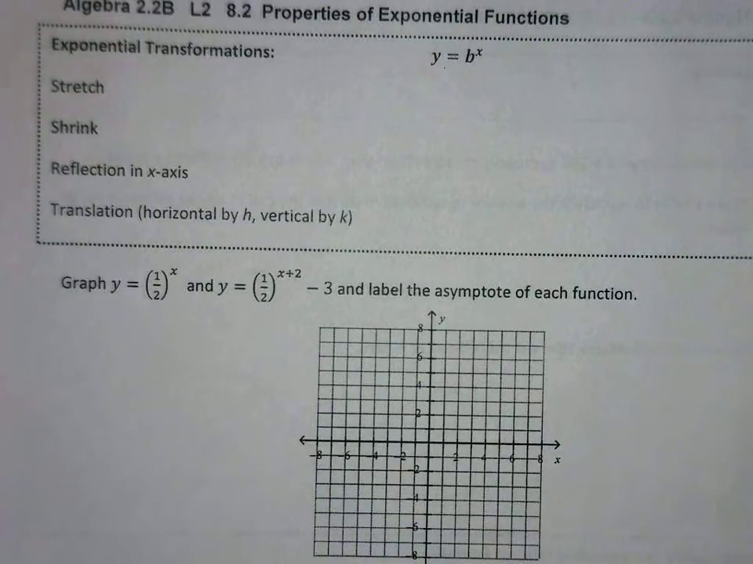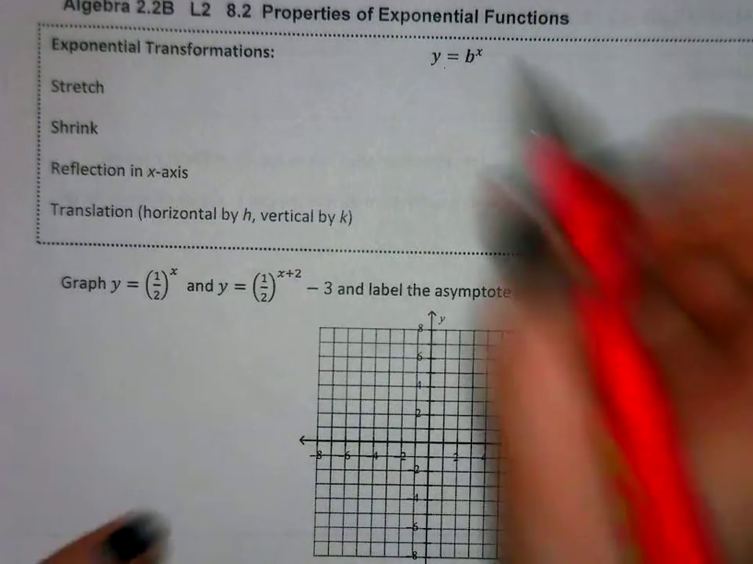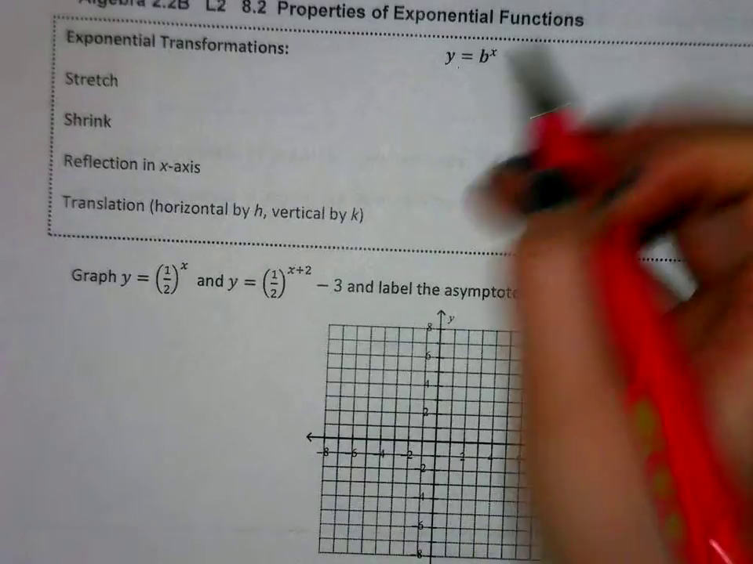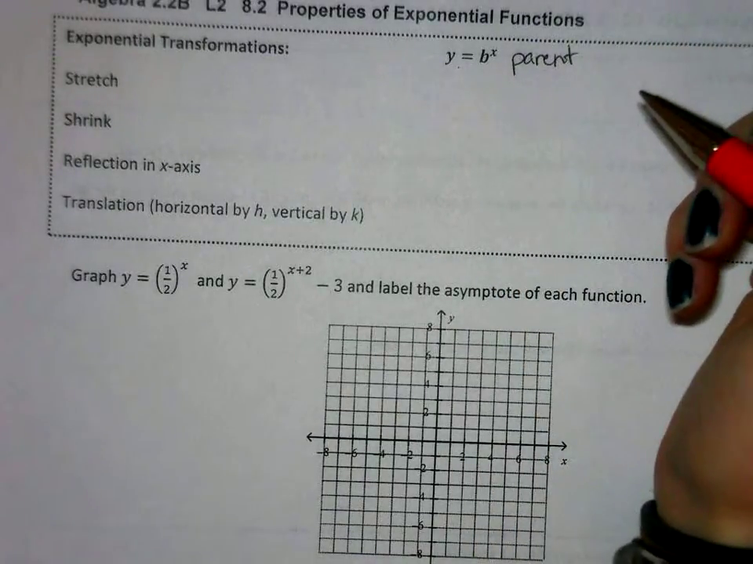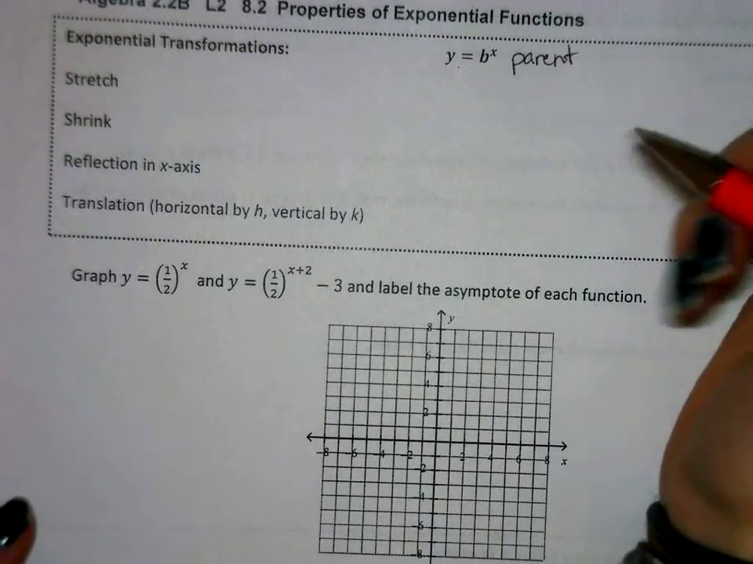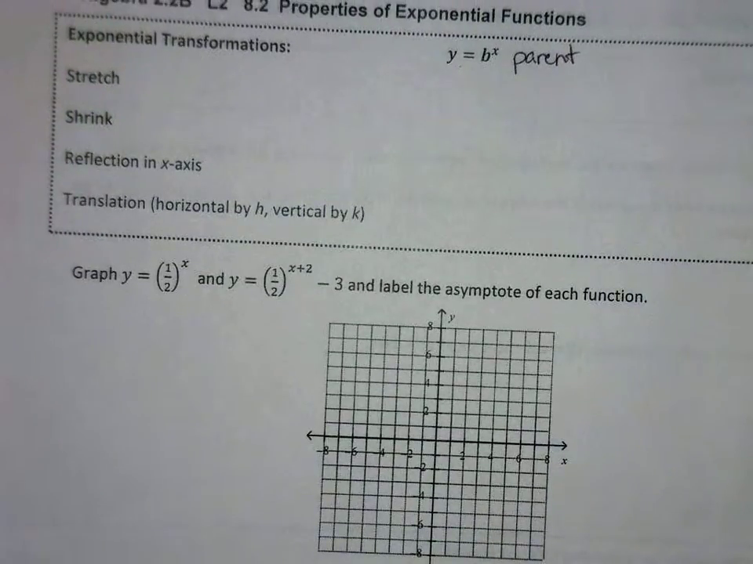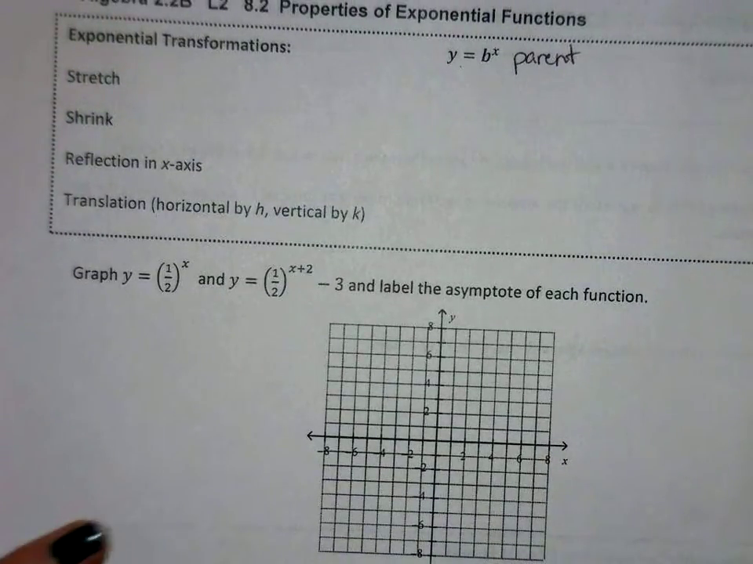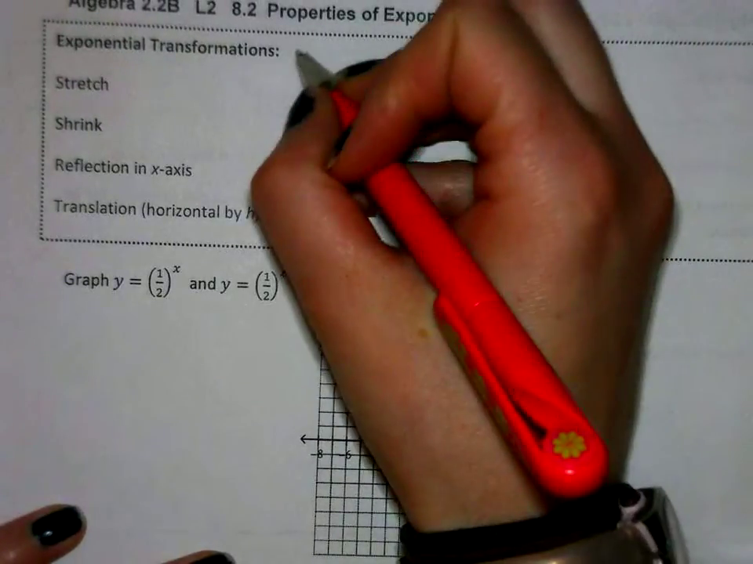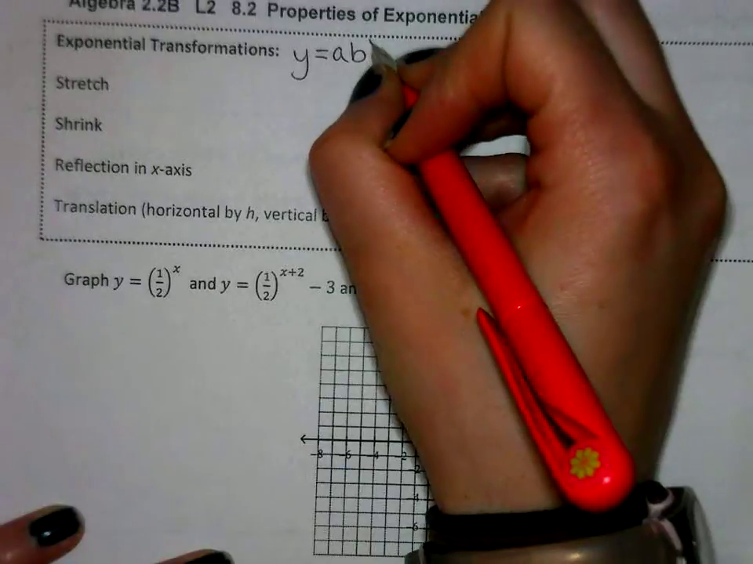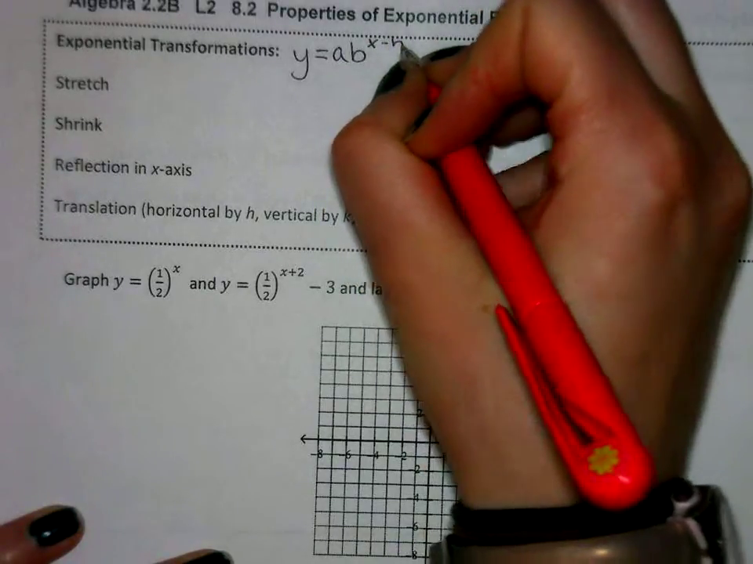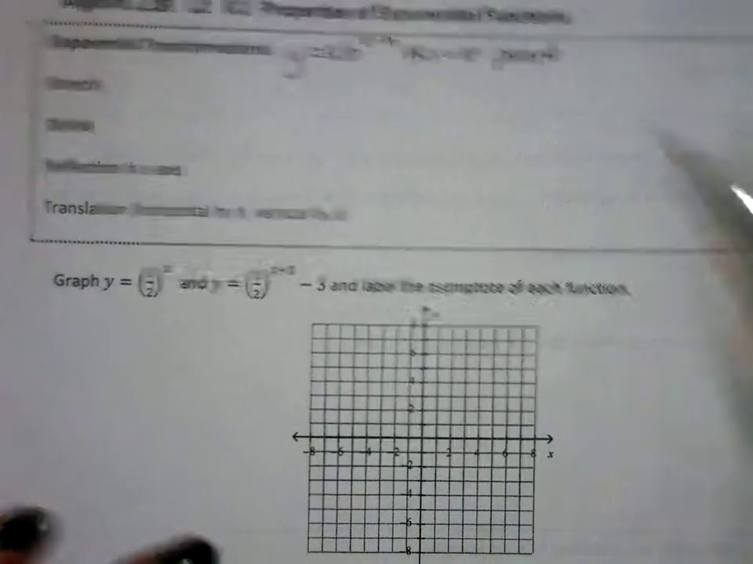Today we are going to be looking at the properties of exponential functions. Here we started with y equals b to the x. This is our parent function, so where our exponentials start, where they begin, and then they can change from there. They can move left or right, up and down. They have different transformations. So when we're working with transformations, our equation will look like this: y equals a times b to the x minus h plus k.